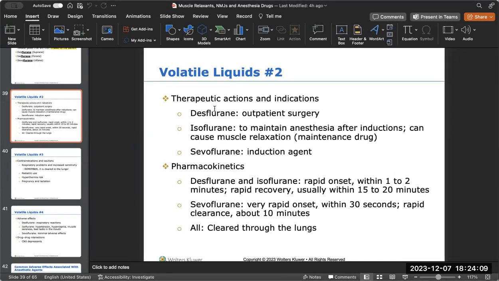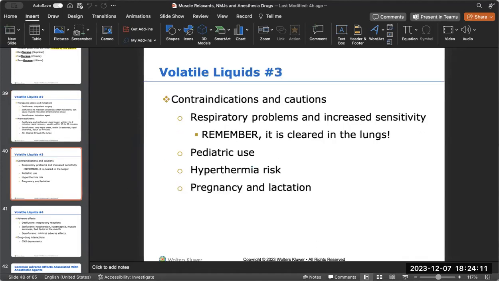So we really, really have to watch out for what? Respiratory problems. And if the patients already have respiratory problems, because these are cleared in the lungs, they should not be getting volatile liquids, okay? We don't want to give this to kids. They have a risk for hyperthermia.